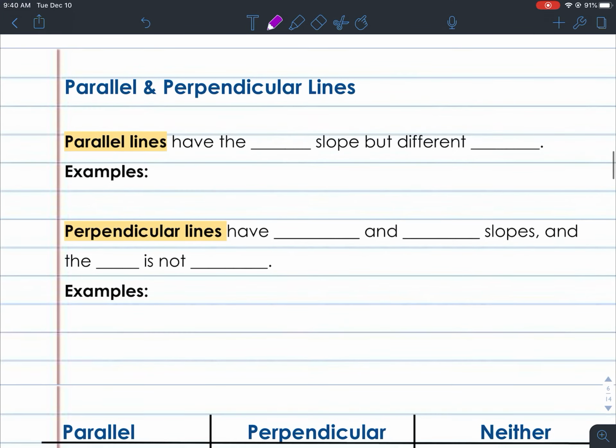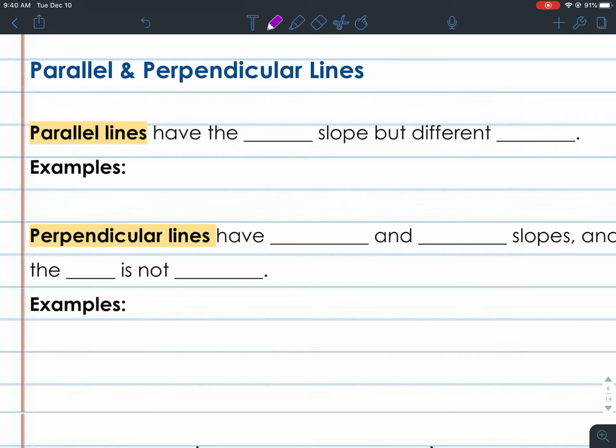Hello, this is a video that's going to go over parallel and perpendicular lines. This was a lesson that we completed. It's the last lesson of this unit. So I'm going to go over just kind of what parallel and perpendicular lines look like, as well as how to determine whether or not the lines are parallel or perpendicular.